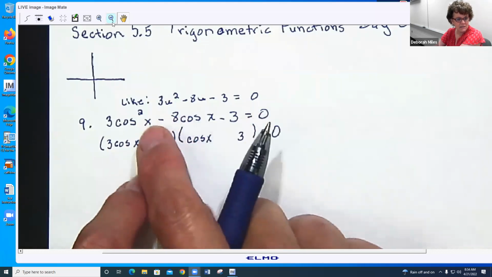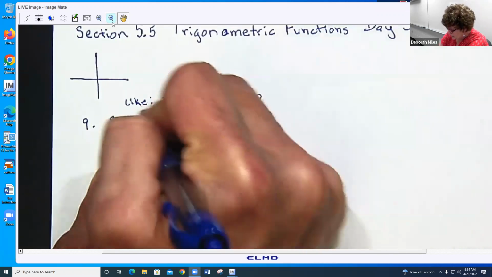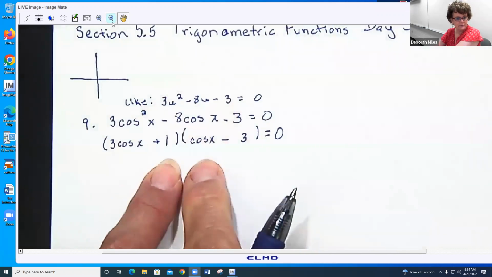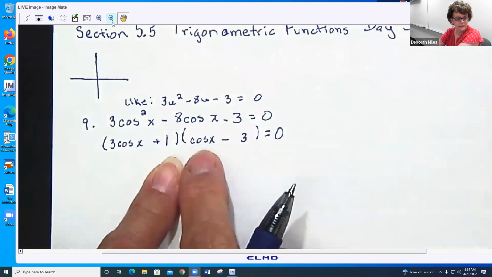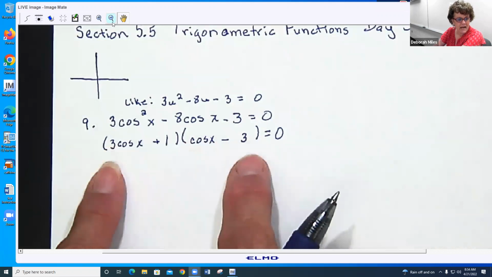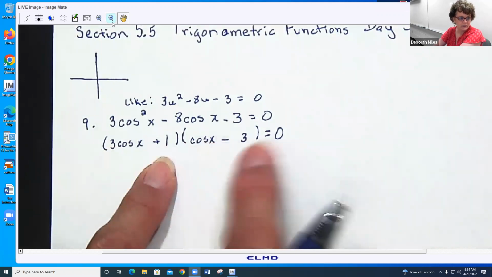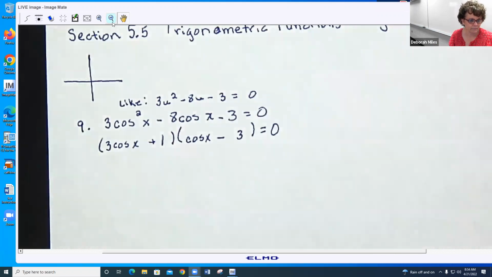I want the 8 to be negative, so I want the outer terms to be negative and the inner terms to be positive. And then I'm never, ever going a step further without checking. That's 3 cosine squared minus 9 cosine plus 1 cosine minus 3. So I'm sure I have that factored correctly. And so far, I don't know why this is a different objective. It looks just like objective 3 or objective 4.